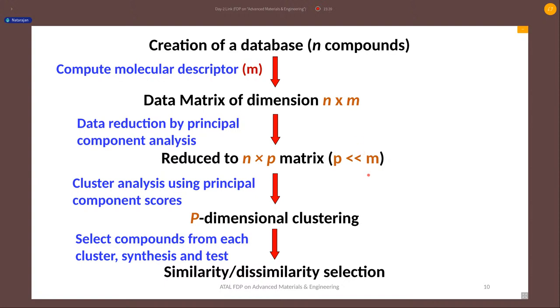Now, using those P descriptors, the principal components, we construct a similarity space, what we call a P-dimensional similarity space. In that, we do the clustering. From each cluster, we select one compound, or if you have the facility, you can even select two compounds. Those compounds are synthesized and tested. From that, we select whichever is the best compound, or if we need to refine it further, that can be carried out in the next step.